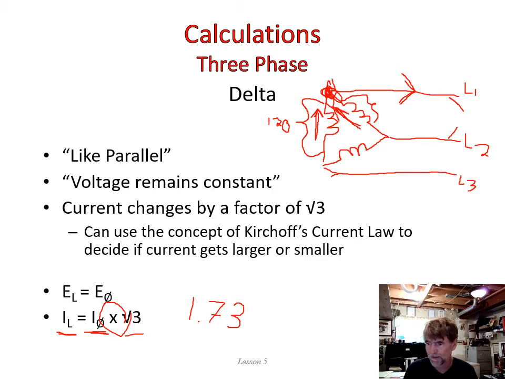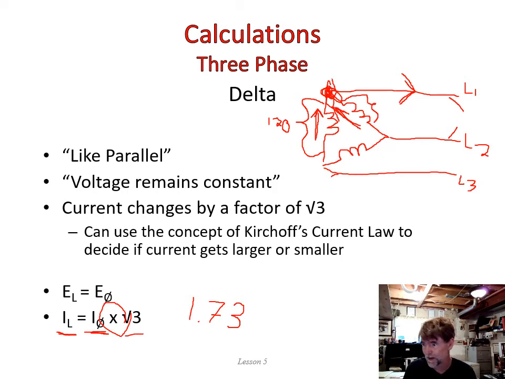So that means we're going to take the current in the phase and multiply it by 1.73. So we're going to get a number that's bigger, but it's not times 2, it's not doubled. Okay, it's something less than that.